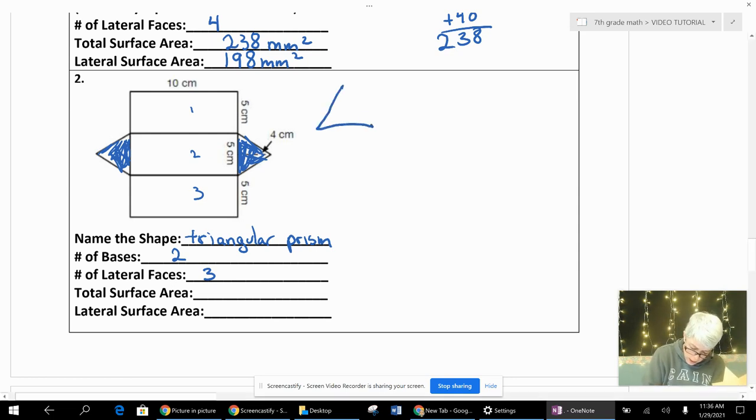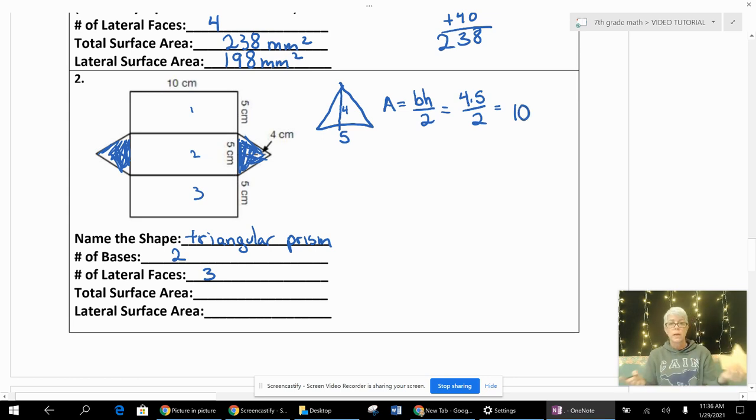There's a triangle right here. I'm going to pull it out. And they're telling you that this line is 4 and this line is 5. Formula for the area of that triangle is base times height divided by 2. 4 times 5 divided by 2 is 10. Okay, now how many of them are there? There are 2 of them. So I double it. So this is 20 for the bases.